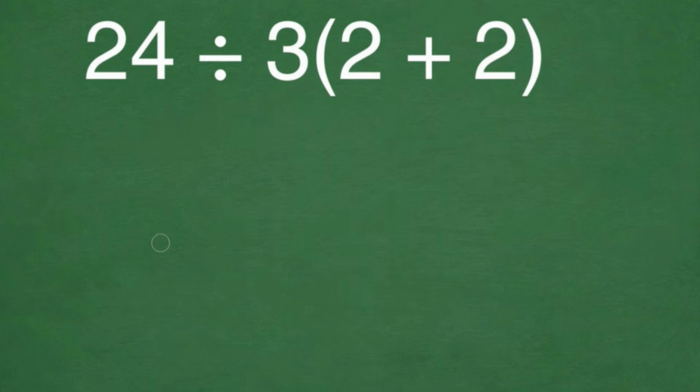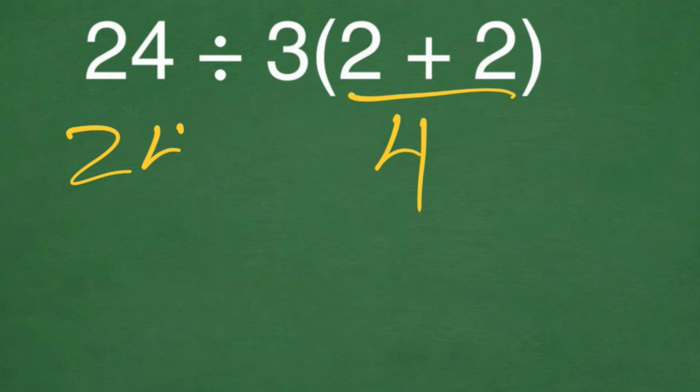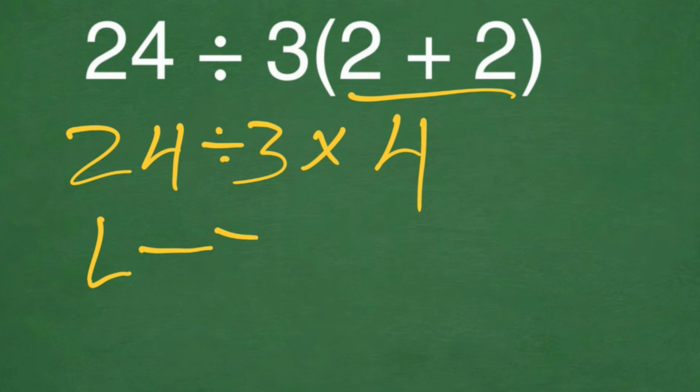So let's go back to our problem. Here we have to solve parentheses first, so 2 plus 2 gives us 4, and the problem becomes 24 divided by 3 times 4, right? So here we have one division and one multiplication. And like I said, we have to solve left to right, right? So that is the right order, because multiplication and division both have equal priority, and we are going to solve the problem whichever comes first.